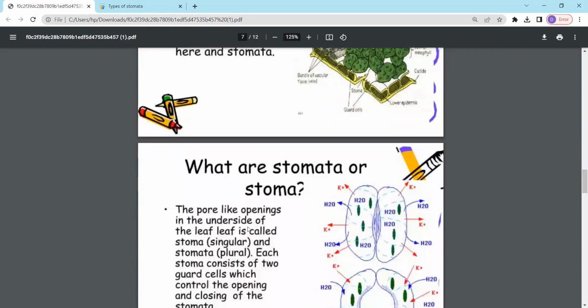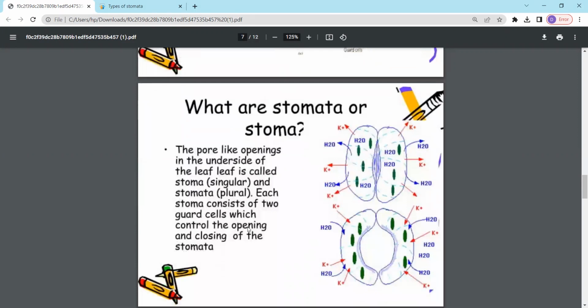So stomata, these are the small pore-like openings that are present on the epidermal region. The singular form is stoma and the plural is stomata. Each stoma generally consists of two guard cells. They may be kidney shaped or bean shaped; generally in dicots they are kidney shaped, whereas in monocots they are dumbbell shaped.